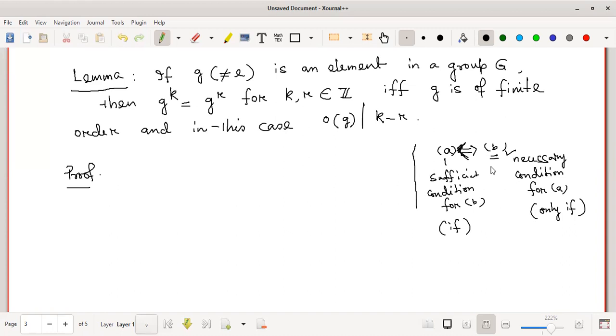Right? If and only if the government makes a fixed price for some commodity, suppose I know that 2500 is a fixed price, no one can purchase it with less price or more price. So I have the table implies and is implied by I have rupees 2500. Okay, fine. So here what is the necessity part? Necessity part means the only if part. First of all, we'll assume that g to the power k is equal to g to the power r for k, r belonging to Z. Then we'll show that g is of finite order.